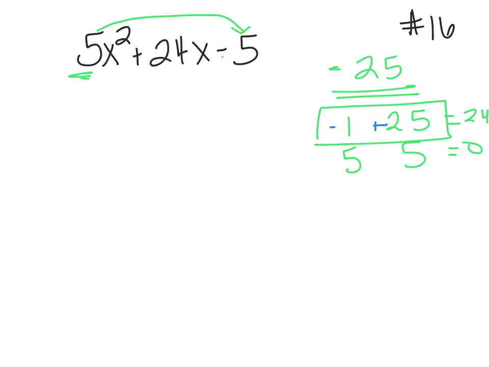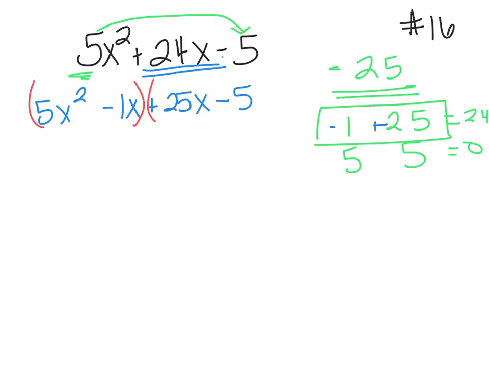Since there's a leading coefficient, we've got to factor by grouping. So I'm going to change this 24 into minus 1x and plus 25x, because when I add those together, it gives me 24, and bring everything else down. Next step, I'm going to group the first two and group the second two. So I'm going to factor. Is there anything I can take out of the first two numbers? And the answer is no, so I'm just going to take out a 1 so you can see.